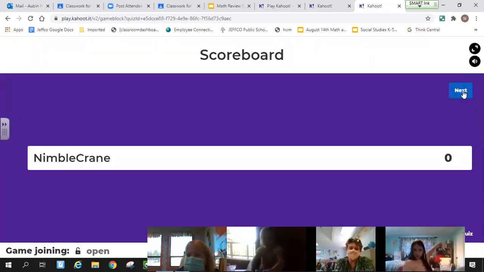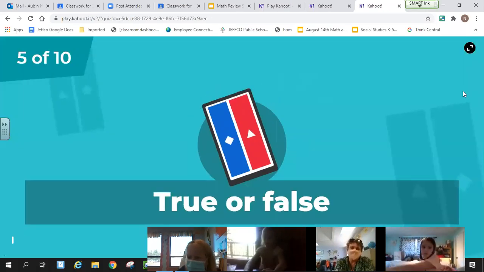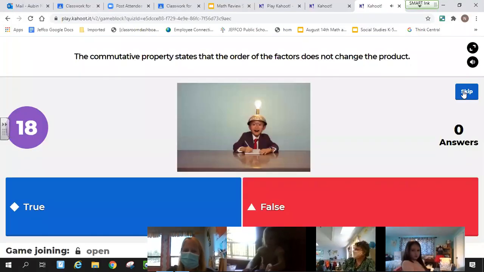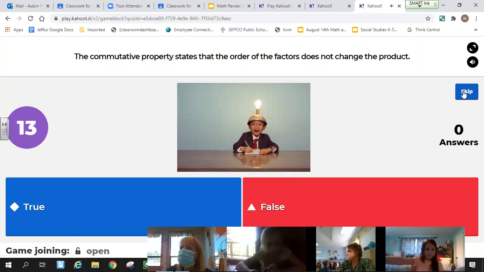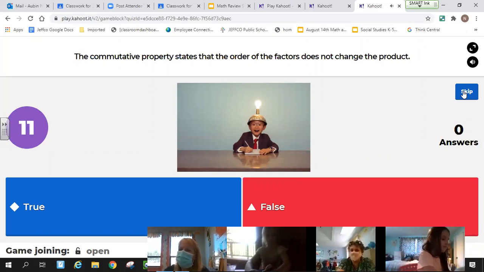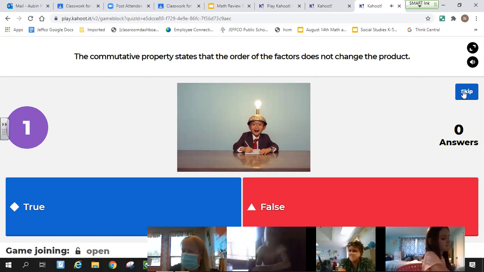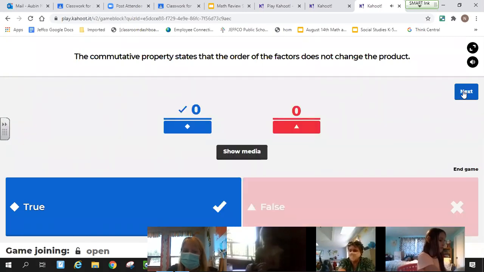Okay, next one. You ready? The commutative property states that the order of the factors does not change the product. True or false? The commutative property states that the order of the factors does not change the product. True or false? It's true. Think about it.